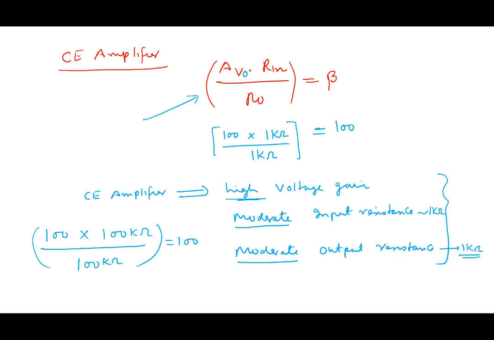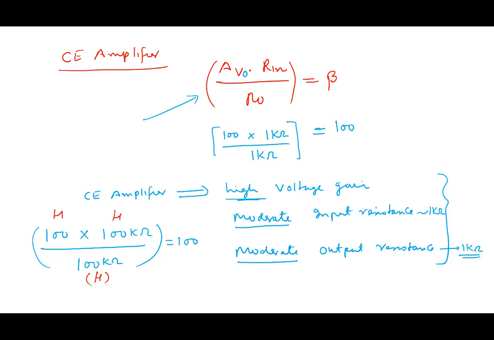It's also equal to 100. So in this case, what did I achieve? I achieved a high value here, I achieved a high value here, I achieved a high value here, and I achieved a high value here, right? I could design a common emitter amplifier like this.